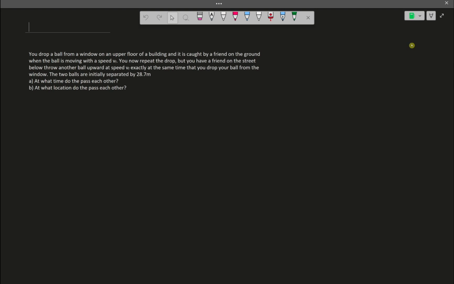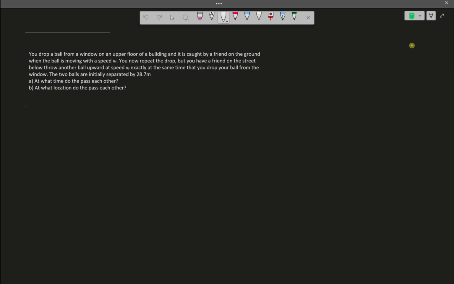Alright, so in this problem, we drop a ball from a window on an upper floor of a building and it is caught by a friend on the ground when the ball is moving with a speed of velocity final. Now, you repeat the drop, but you have a friend on the street below throw another ball upwards at a speed velocity final at exactly the same time that you drop the ball from the window. The distance between the two balls is 28.7 meters.